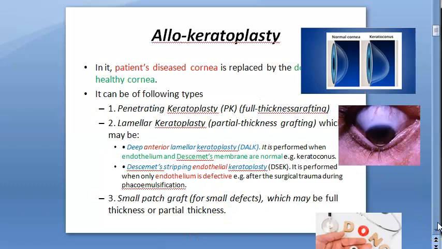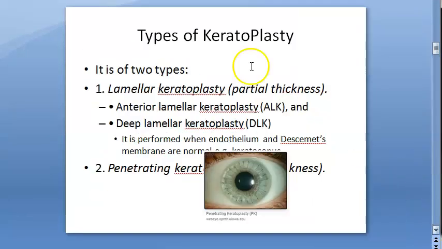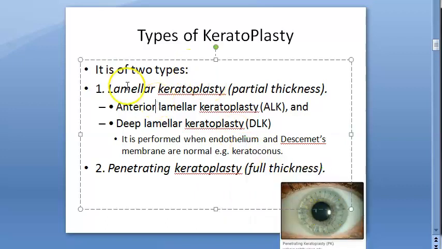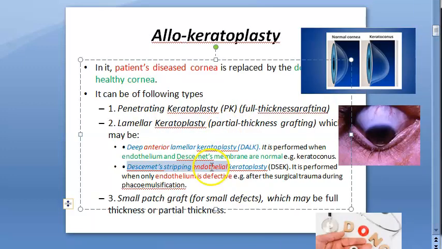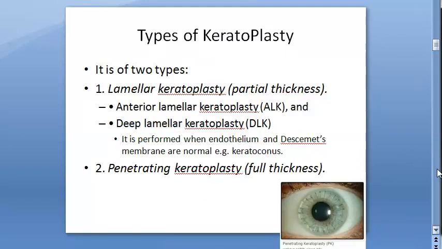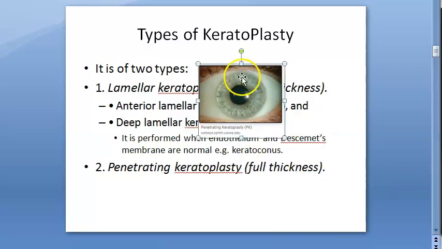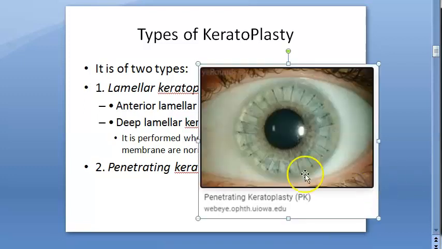Okay guys, let's continue. So what did we see? We have seen types of keratoplasty. You have understood there is lamellar keratoplasty and penetrating keratoplasty. Lamellar is partial thickness. There is deep anterior lamellar keratoplasty, and one more you saw, Descemet's stripping endothelial keratoplasty, DSEK. Okay, so now let's move on. This is a photo of penetrating keratoplasty, where they have replaced the entire thickness, full thickness, and you can see the sutures, right?